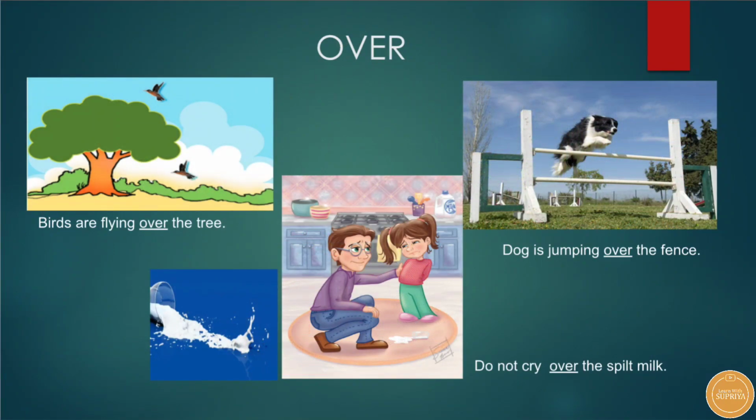Over. The preposition over has multiple uses. It is used to indicate movement or position at a higher level than something else. Look at these sentences. Birds are flying over the tree. Dog is jumping over the tree. Do not cry over spilled milk. This is an idiomatic expression that means don't be upset about a past mistake that cannot be changed. Here, over indicates the movement of the birds and the dog.